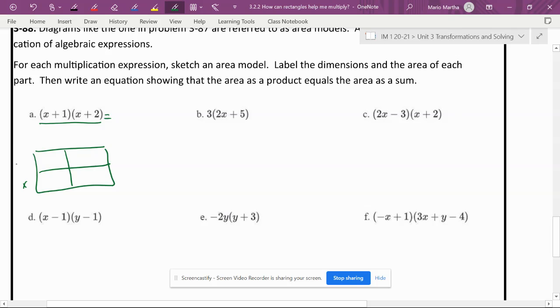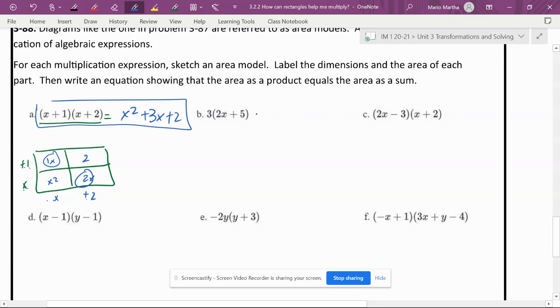So this would be x, this would be positive 1. And then over here, we would have x and then positive 2. So again, multiply. x times x gives us x squared. x times 1 gives us 1x. And then x times 2, 2x. 1 times 2 is 2. So this would give us x squared, 1x plus 2x gives us 3x, and then plus 2 by itself.